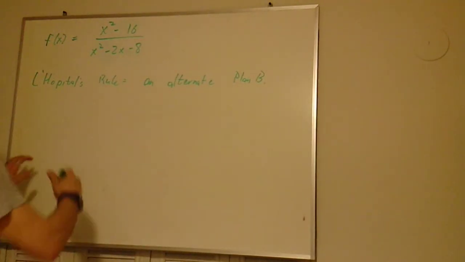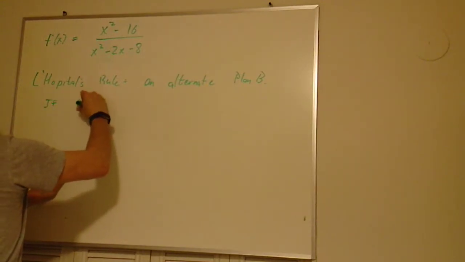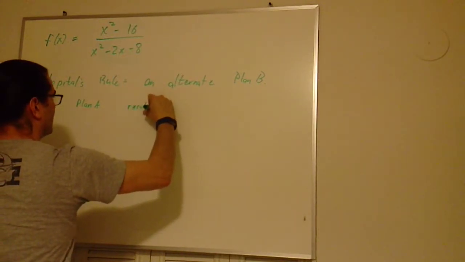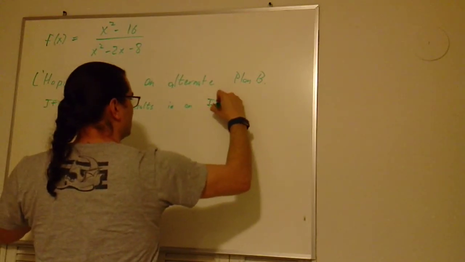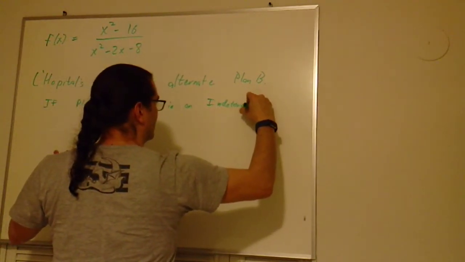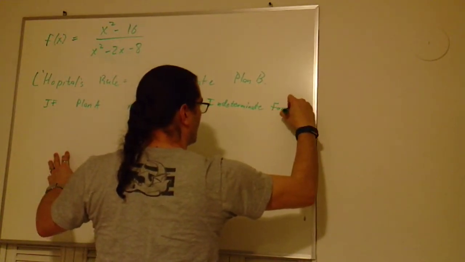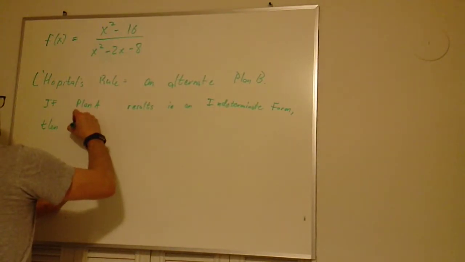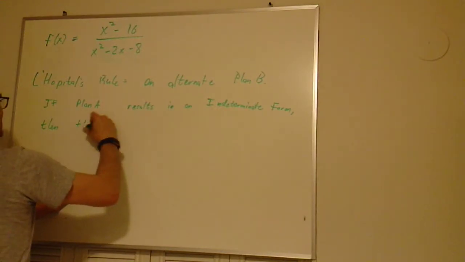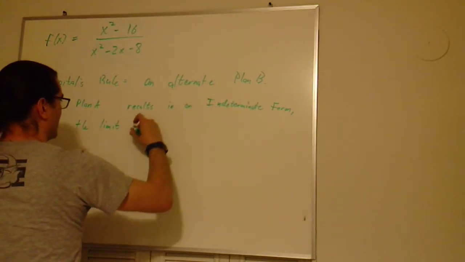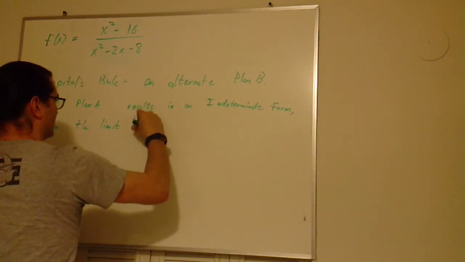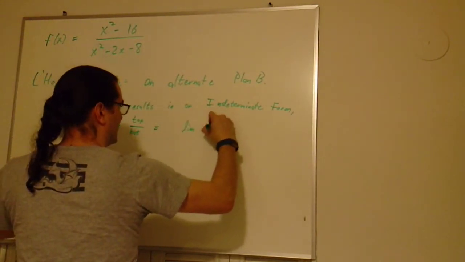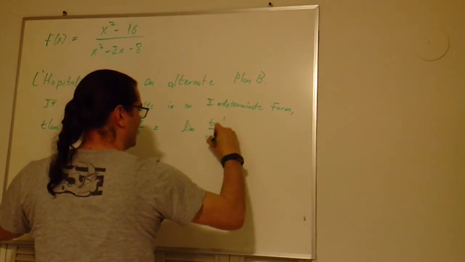L'Hopital's rule says that if plan A results in an indeterminate form, then the limit of top over bottom equals the limit of top prime over bottom prime.